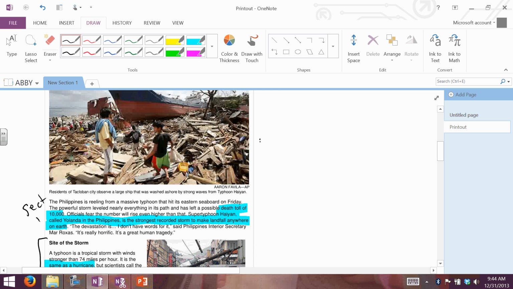Well, I like to include for my main idea, we always write the author is saying, and this helps us avoid plagiarism in the end if we started with this. The author is saying, let's say an enormous, because they talk about the strength of it, right? An enormous typhoon has hit the Philippines.